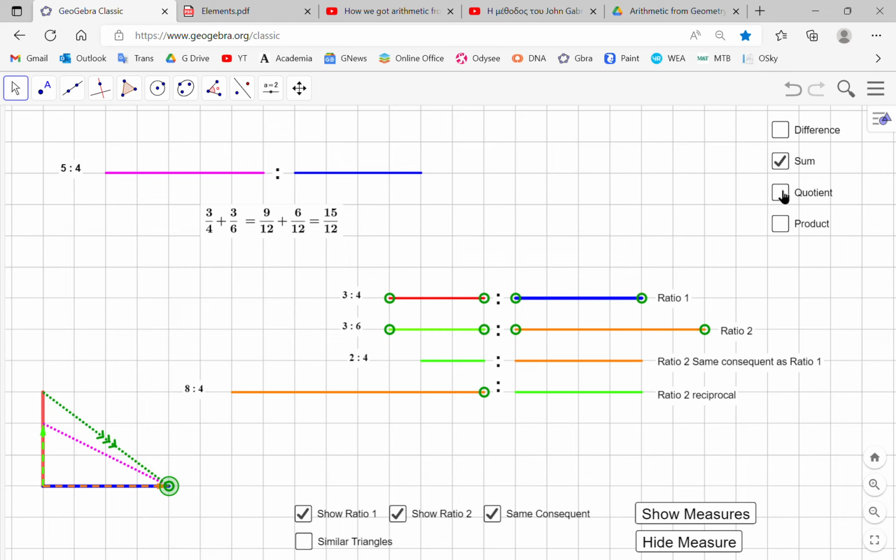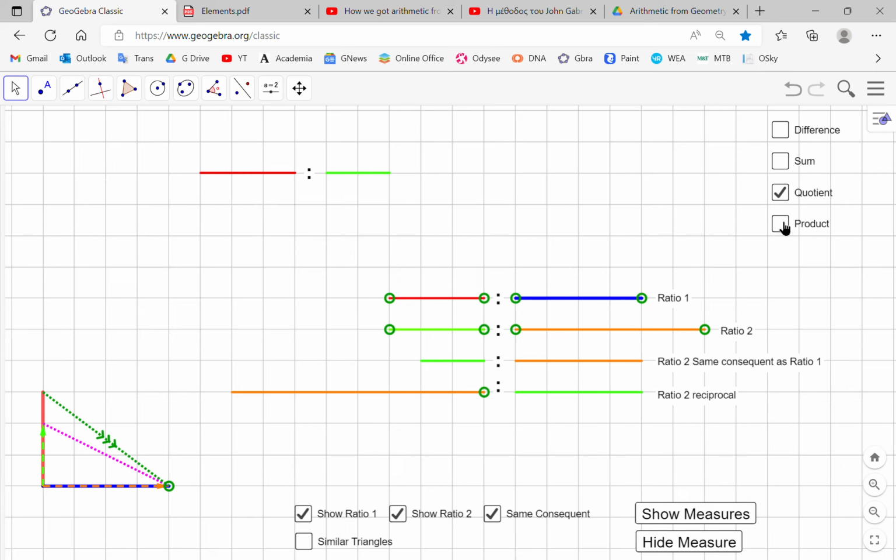And of course the quotient is simply the ratio of this red line to the green line when they have the same consequent, because this orange line is the same as this blue line, right? So this is the division. So this is the same as saying 3/4 divided by 3/6. Okay, and 3/4 divided by 3/6 is 3/2, isn't it? And that's what we do in algebra. Does that make sense? Okay.